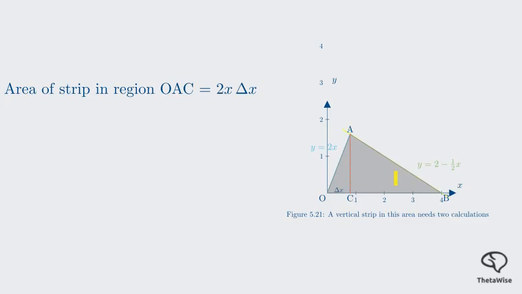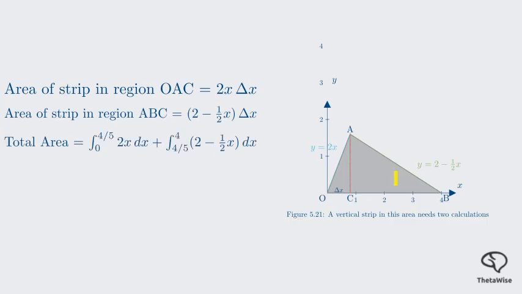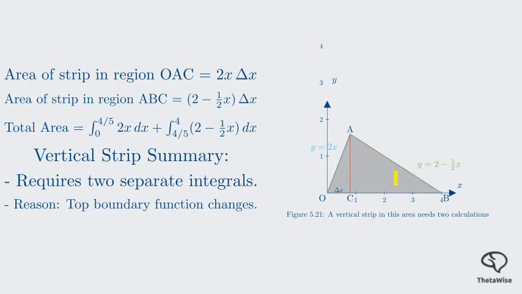But when the strip moves past x equals 4/5 into the right part of the triangle, the top boundary suddenly changes. Now it's the line y equals 2 minus 1/2 x. For this second part, the area of the strip is 2 minus 1/2 x times dx. The boundary has changed. Just like our last example, because the top function changes at x equals 4/5, we would need to split our total area into two separate integrals, one from 0 to 4/5, and another from 4/5 to 4. Although perfectly doable, this strategy requires two separate calculations. It's not the most efficient path. This tells us to look for a better option.